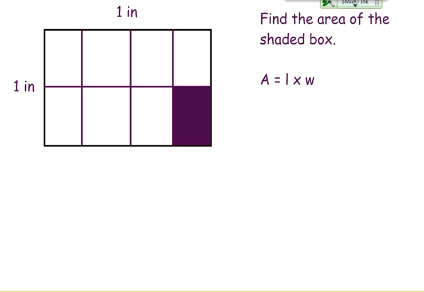Then we have a picture for us. It says find the area of the shaded box. We have a 1 inch by 1 inch figure here, and we want to know what the area is just of this right here. And of course, here's our formula for area. So the first thing we've got to do is find the length times the width.